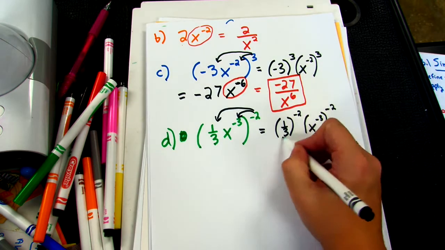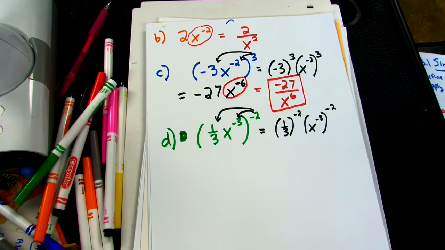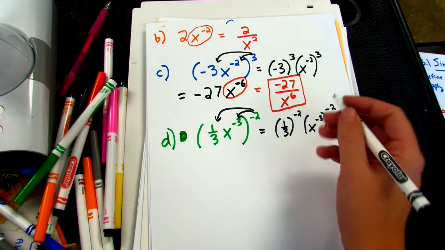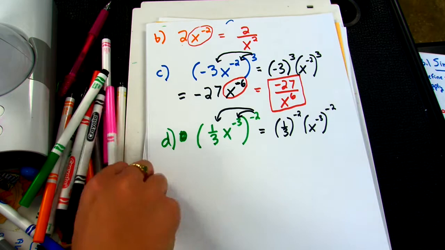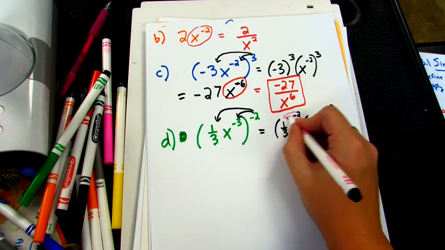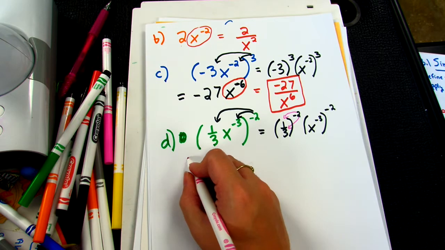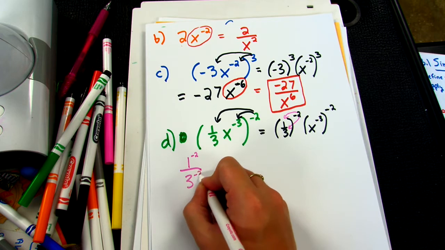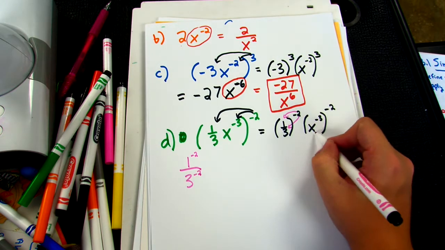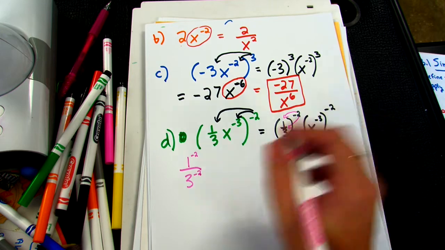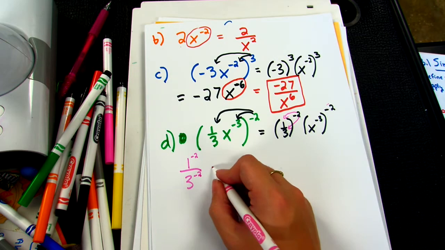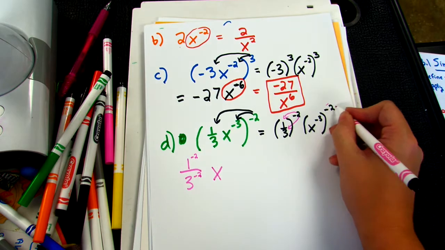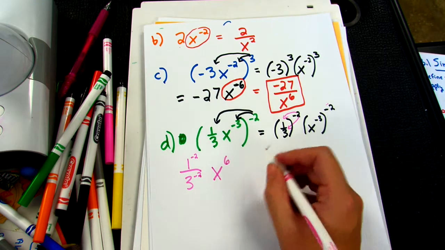So this 1/3 to the negative second power still has to be distributed, okay? So what's going to happen is it's going to be distributed to the numerator and the denominator. So it's going to become 1 to the negative second power over 3 to the negative second power, okay? And then this x to the negative third power to the negative second power, that's going to be multiplied, so we'll get x to the negative 3 times negative 2, which is positive 6.